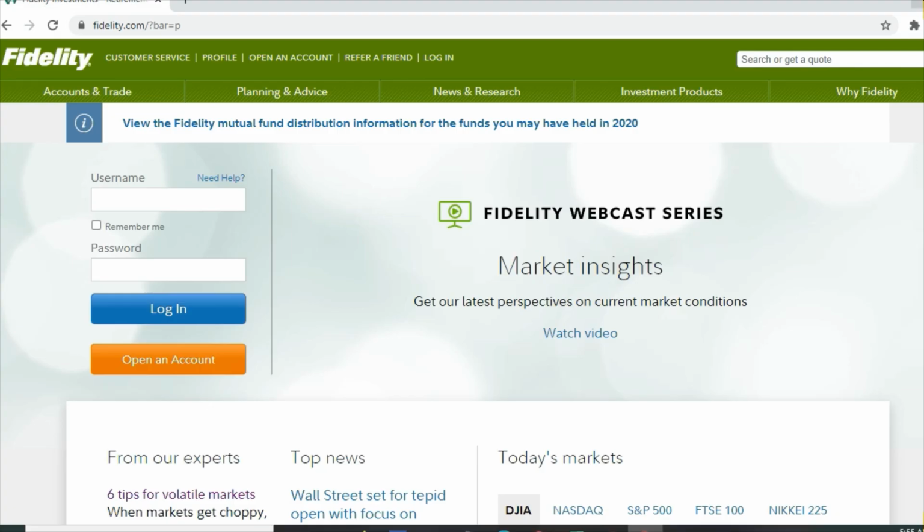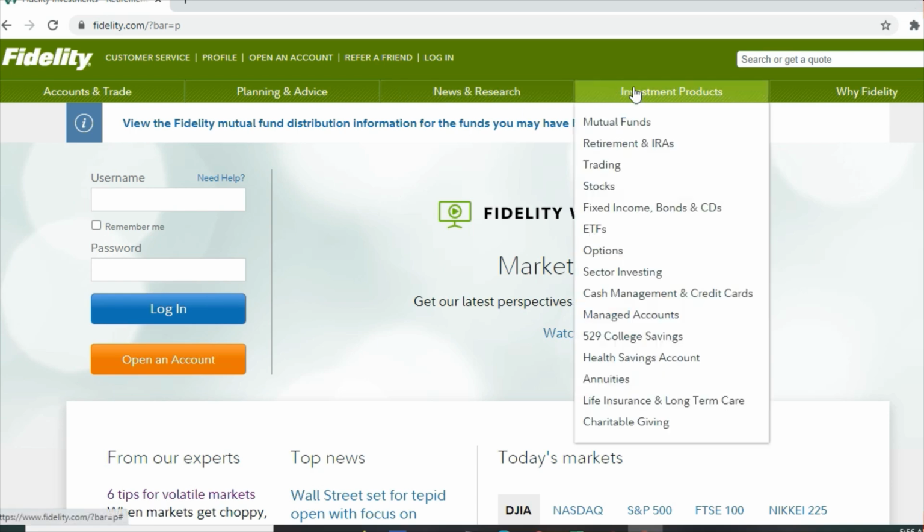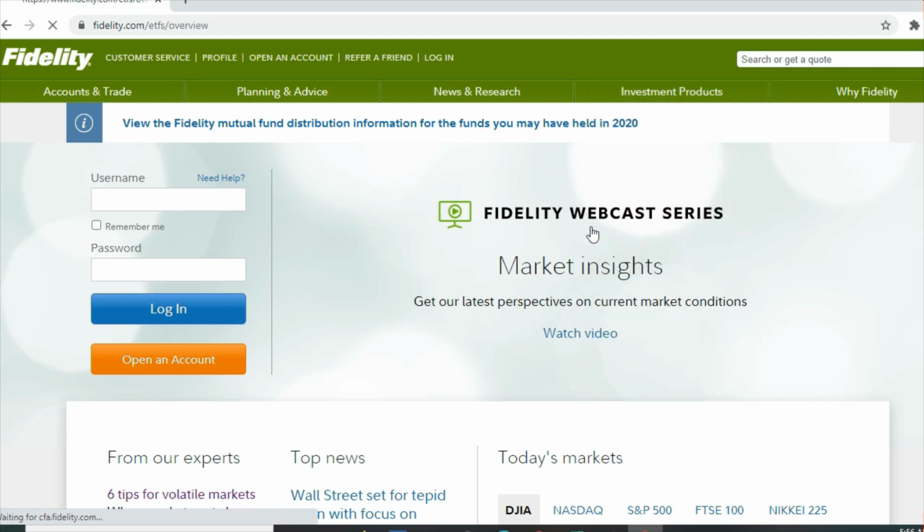So as you can see here, we are on the Fidelity website, and this will be your landing page if you come to Fidelity's website. Now, the great news is you don't have to have a Fidelity brokerage or retirement account to invest in Fidelity exchange traded funds. First thing you need to do is go over to investment products and then click on ETFs, which are short for exchange traded funds.